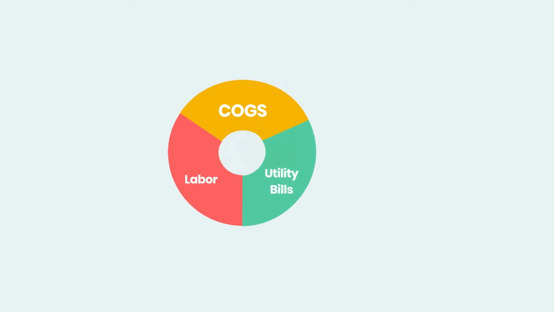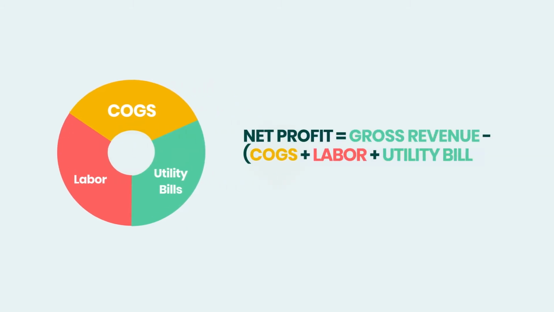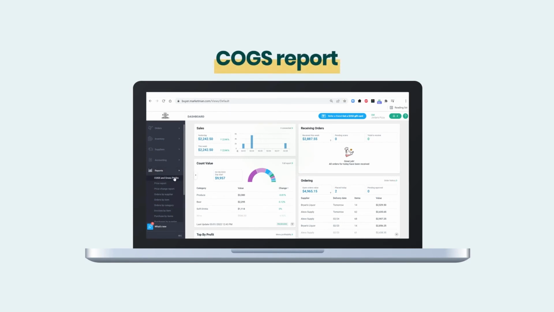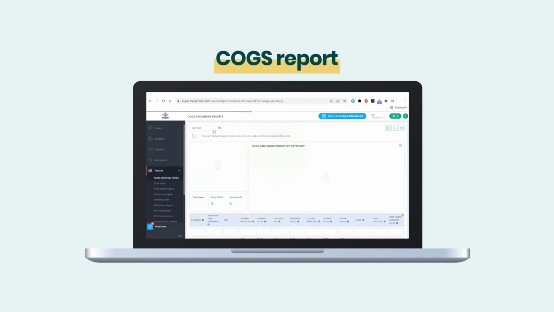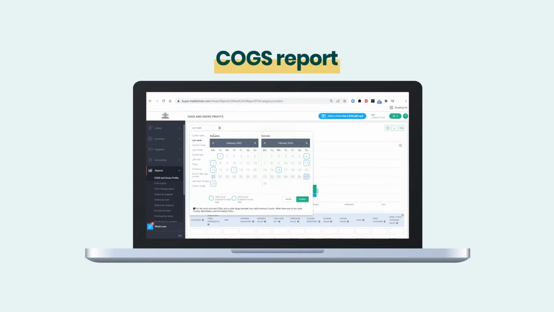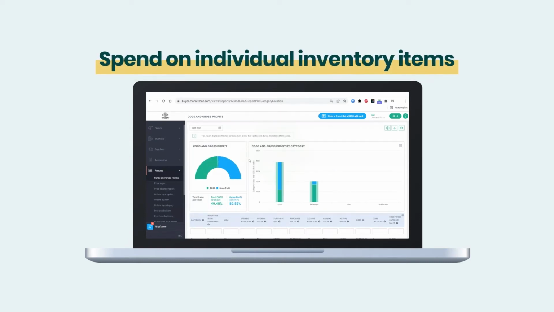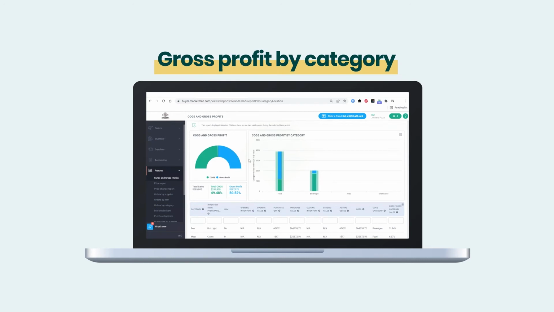Your COGS, along with other restaurant expenses like labor, utility bills, and other overhead expenses, is subtracted from your gross revenue to determine your net profit. MarketMan's COGS report details the overall performance of a restaurant. This report is going to be your best friend. It will give you the easiest and most accurate glimpse into your inventory and reflect gross profit by category.